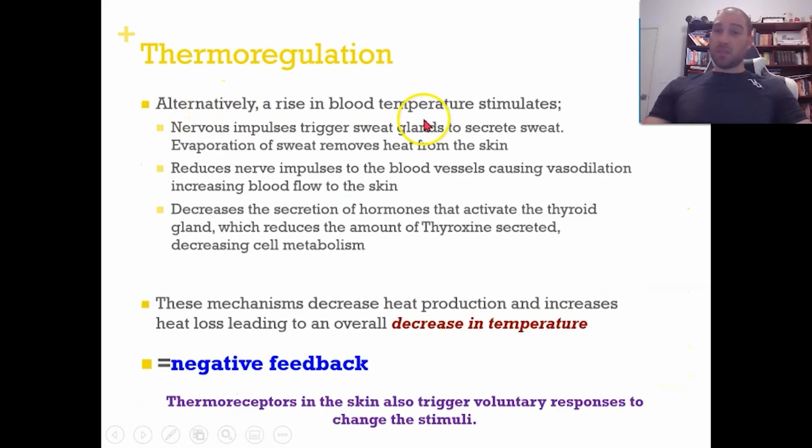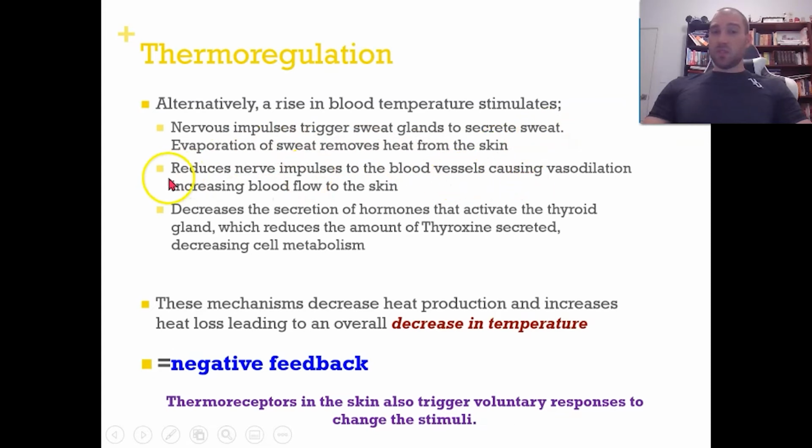Now, what happens if you get hot? Again, the thermoregulatory center in the hypothalamus detects the increase in blood temperature. Nervous impulses go to sweat glands to secrete sweat, and when your sweat evaporates away, it takes heat energy away from your skin, and that cools you down.